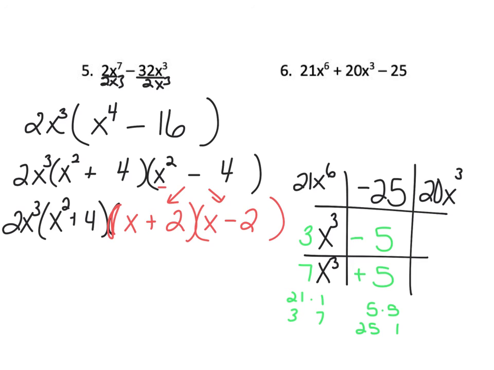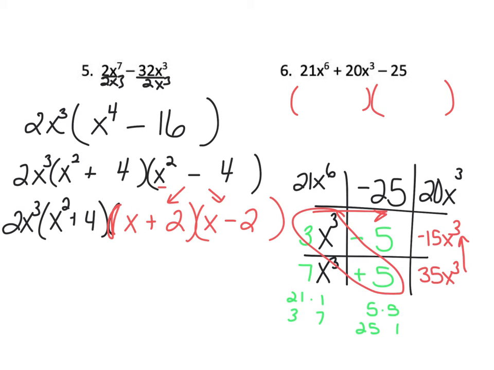Now I'm going to multiply horizontally across. This would produce negative 15 x to the 3rd. And then 7 times 5 would be 35 x to the 3rd. And I add, to check it, this would add to positive 20 x to the 3rd. So there, I got it on the first try, using the tips that I've been teaching you all along. The factors then occur on the diagonal. It would be 3x to the 3rd plus 5, and then 7x to the 3rd minus 5.